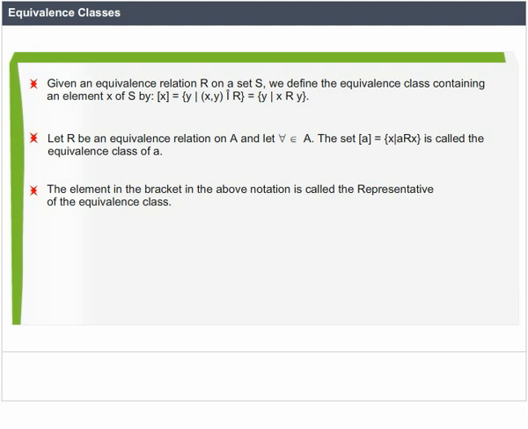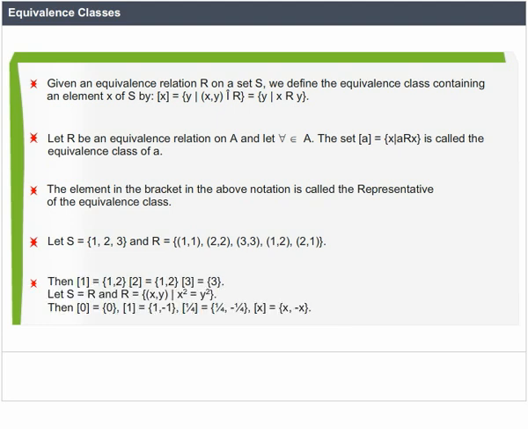Let S equal {1, 2, 3} and R equal {(1,1), (2,2), (3,3), (1,2), (2,1)}. Then [1] equal {1, 2}, [2] equal {1, 2}, [3] equal {3}. Let S equal R and R equal {(x, y) such that x squared equal y squared}, then [0] equal {0}, [1] equal {1, -1}, [1/4] equal {1/4, -1/4}, [x] equal {x, -x}.